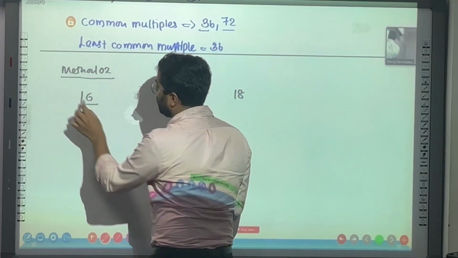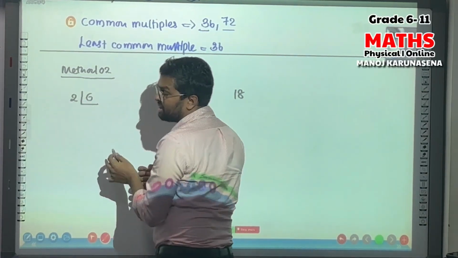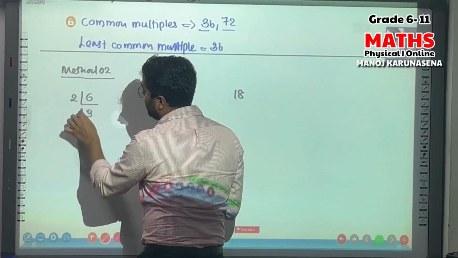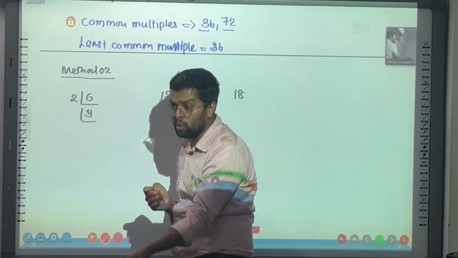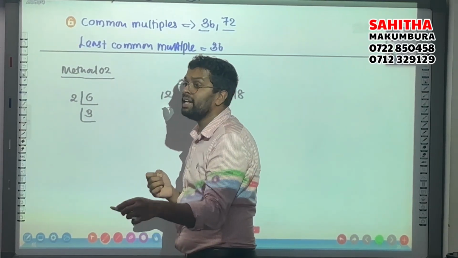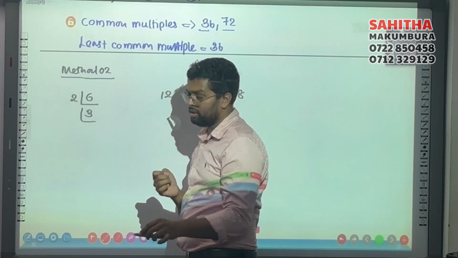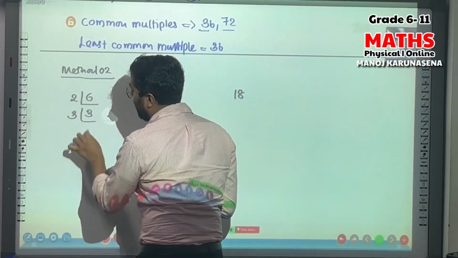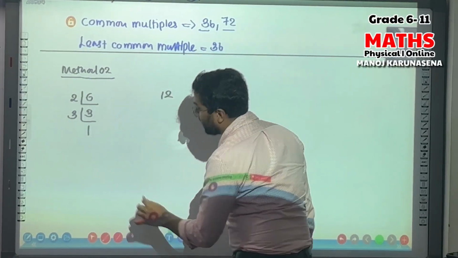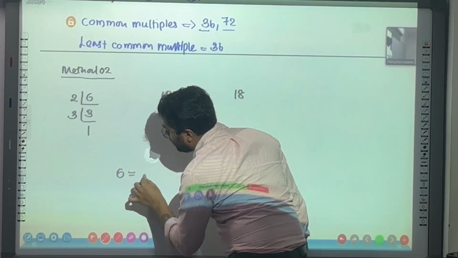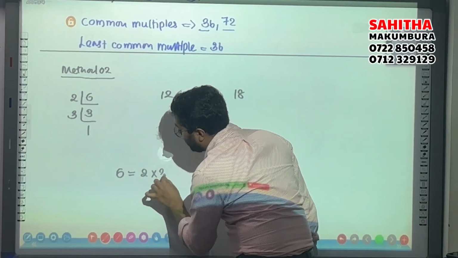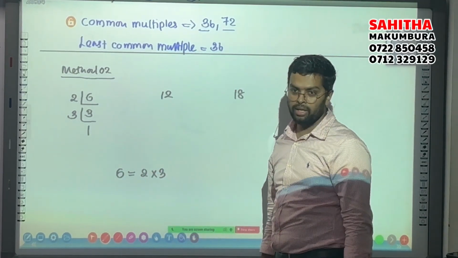2. Once you divide 6 by 2, the answer is 3. So we cannot divide 3 by 2 now. 3 itself is a prime factor. So I am dividing 3 by 3. Answer is 1. So I can write number 6 as 2 times 3. Agree?